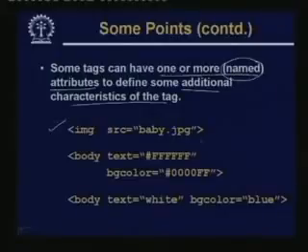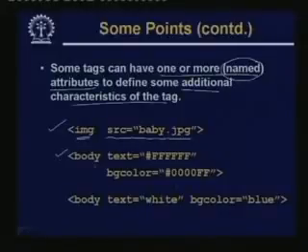This first example I have already mentioned earlier. This img is the tag name, and this is the optional attribute. This src is the name of the attribute, it means what is the name of the file, equal to baby.jpg, which is the value of that attribute.